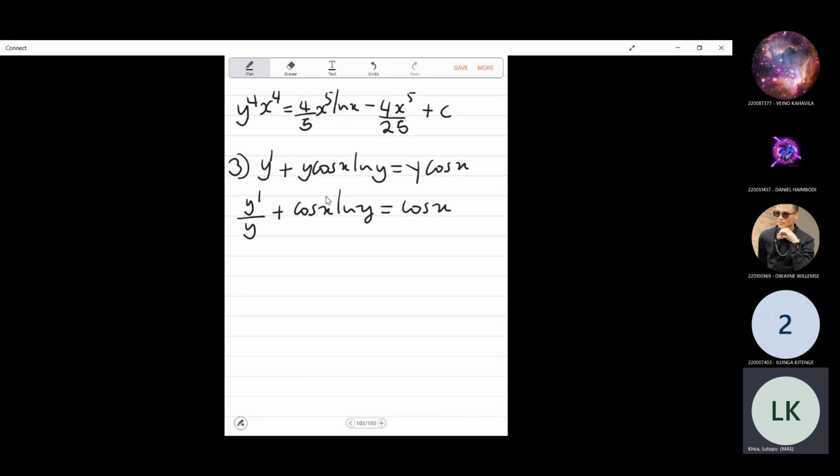And then we have ln of y. The derivative of ln of y is 1 over y, so we can make the substitution. So we have z is equal to ln of y, and then z prime, this is 1 over y times y prime, so it's just y prime over y. So z prime plus z cos x is equal to cos x.